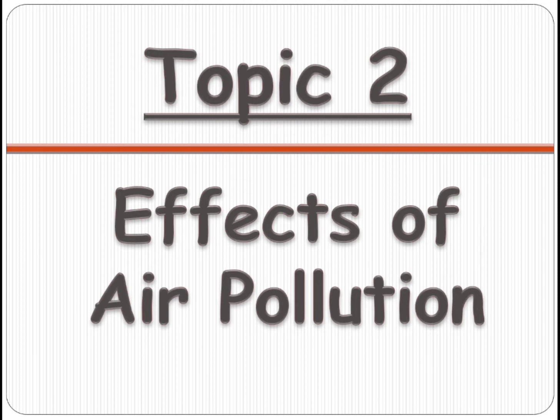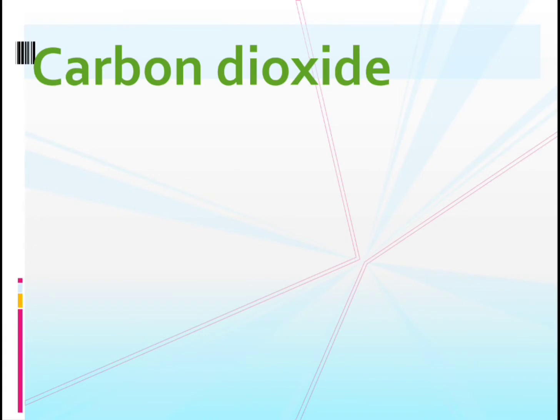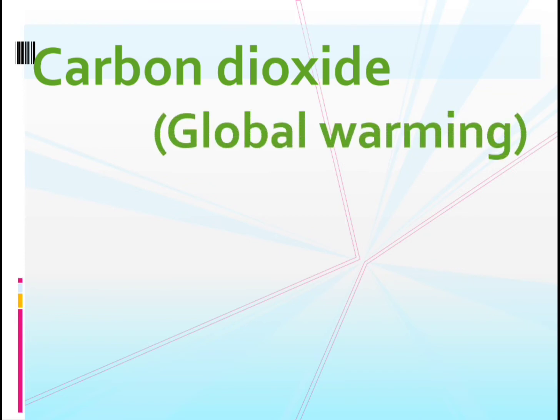Okay, let's start with carbon dioxide. When there is more carbon dioxide in the atmosphere, the temperature around the earth rises. Why? Because carbon dioxide has the capacity to hold the heat, to absorb the heat. So if there is more carbon dioxide in the atmosphere, then it holds and absorbs the sun's heat more, and because of that, the temperature in that place increases. This is called global warming.